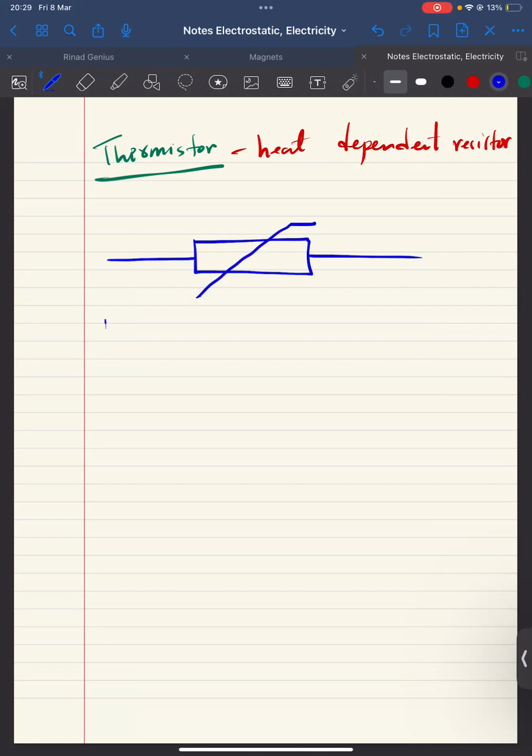How? If there is heat, the resistance is low. If it's called a heat-dependent resistor, then if there is heat, the resistance is low. Same thing, LDR. If there is light, the resistance is low. It means if it is cold, the resistance of this thing will be high.